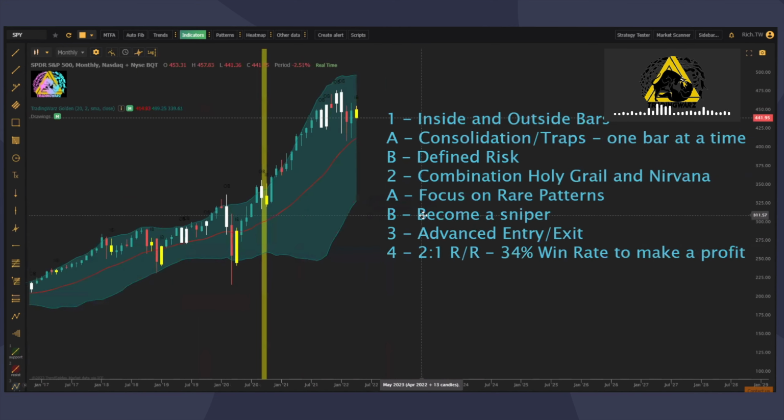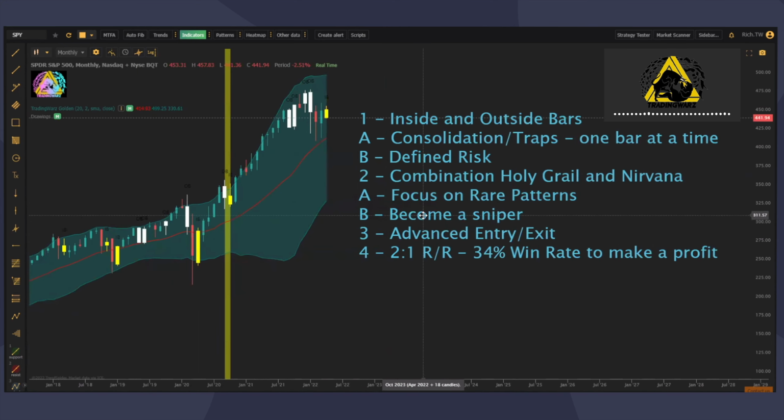So those patterns on their own are rare because to get the combination of the outside inside or the inside outside, it's not going to happen often. Okay. And because of that, I love to become a sniper and focus on those particular patterns. So I even have 2 other Twitter channels that are dedicated just to the Holy Grail and Nirvana because I just love trading them so much. It's the same pattern over and over and over again.